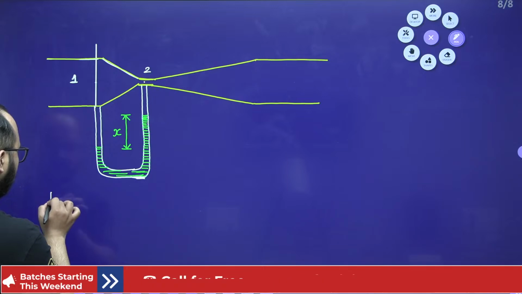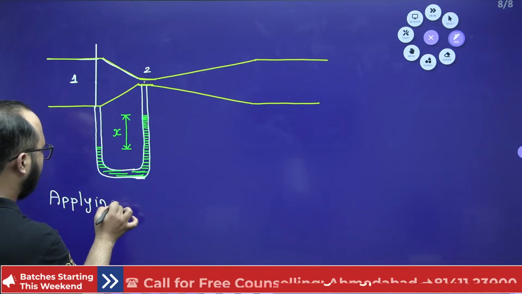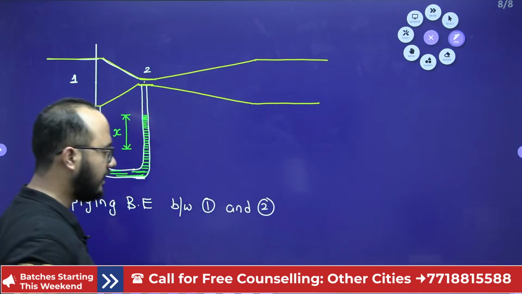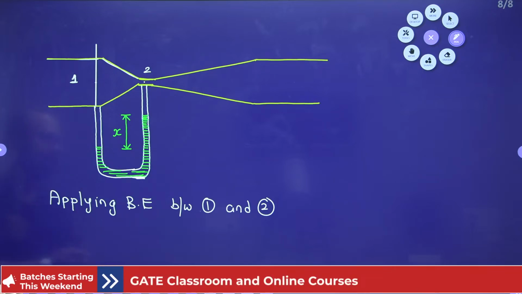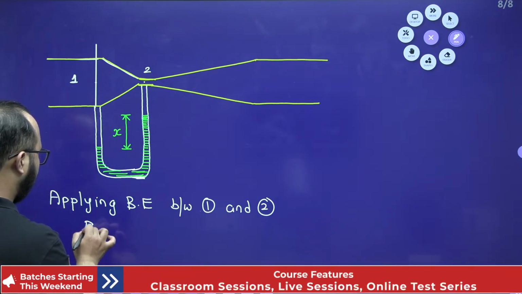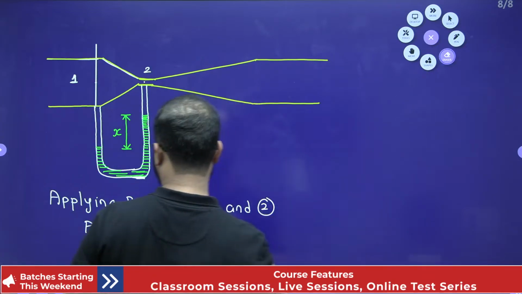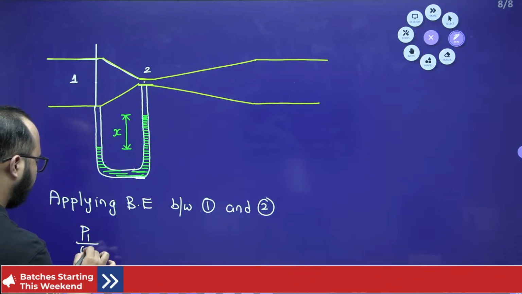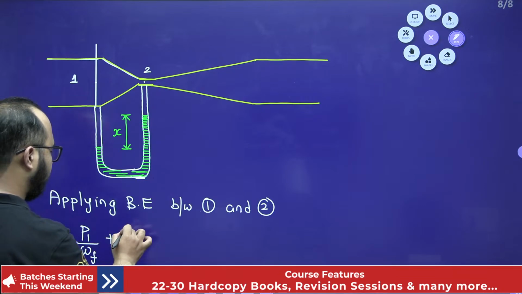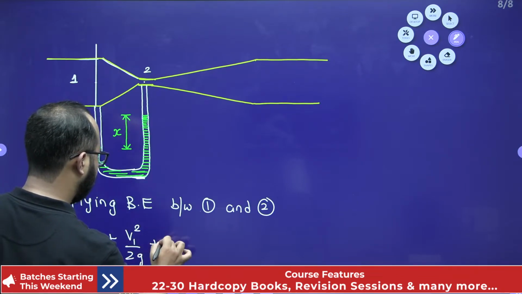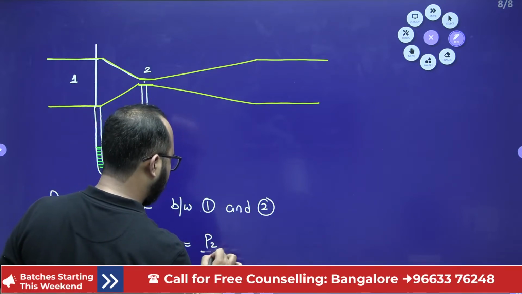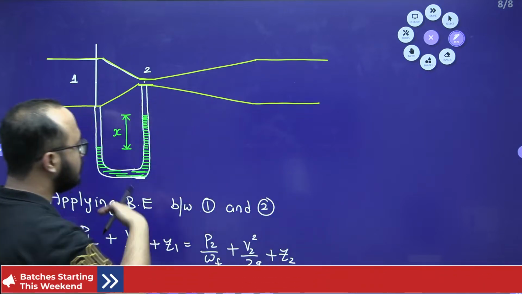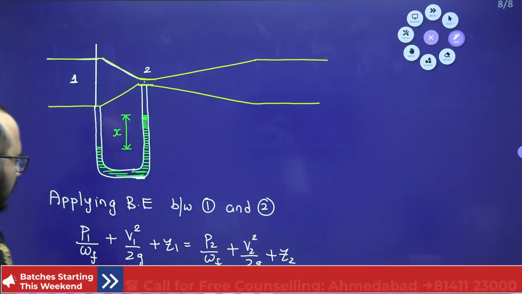So I can apply Bernoulli's equation between 1 and 2. Now what is going to happen, that I will discuss here. Assuming that pressure at point 1 is P1: P1 divided by specific weight of the fluid flowing in the pipe, plus V1 square by 2g, plus Z1, equals P2 divided by specific weight of fluid plus V2 square by 2g plus Z2. Now both are at the same horizontal level, so Z1 and Z2 will get cancelled out. Very simple.